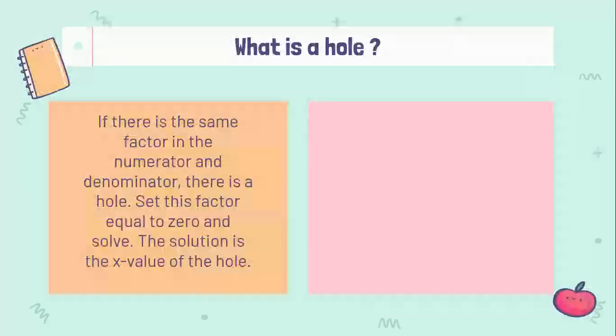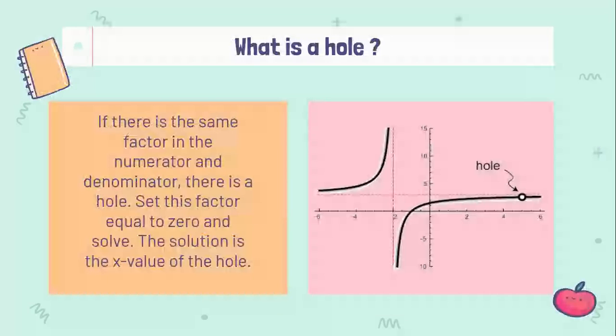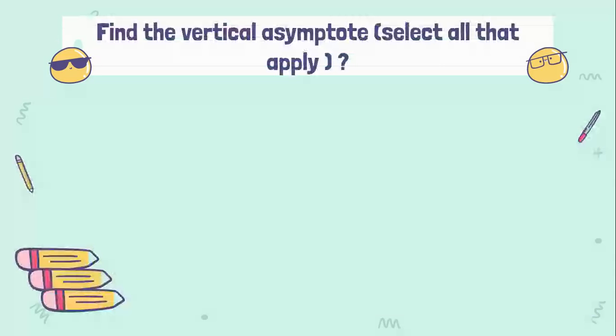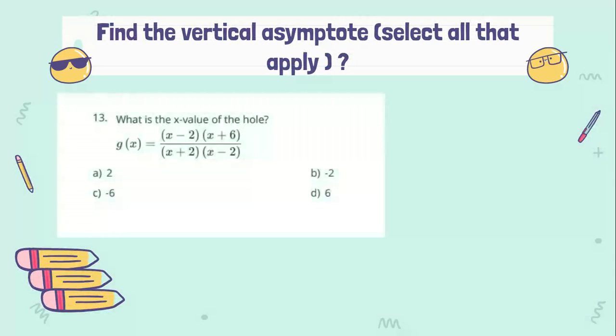What is a hole? If there is the same factor in the numerator and the denominator, there is a hole. Set this factor equal to 0 and solve. The solution is the x value of the hole. What is the x value of the hole?